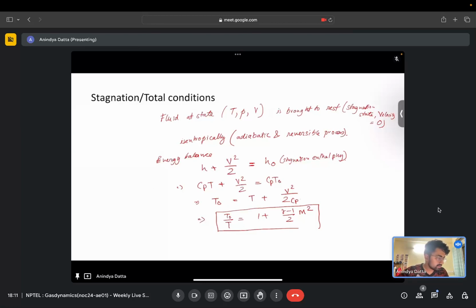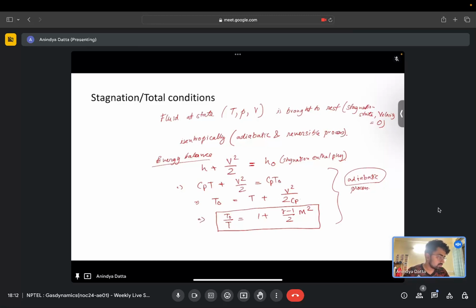Again, the stagnation properties are properties defined at a state point. Just note that while deriving this formula for stagnation temperature, we haven't yet invoked the assumption that it is a reversible process. The one assumption is that it is an adiabatic process, that is, there is no heat transfer and obviously no work transfer involved.